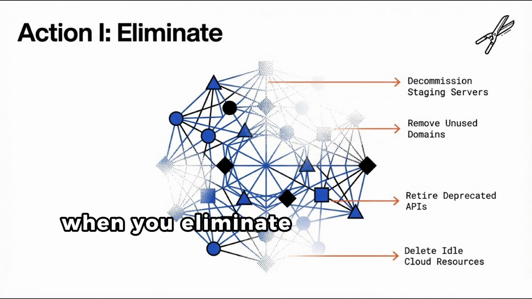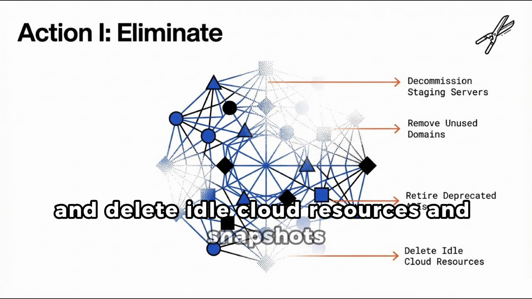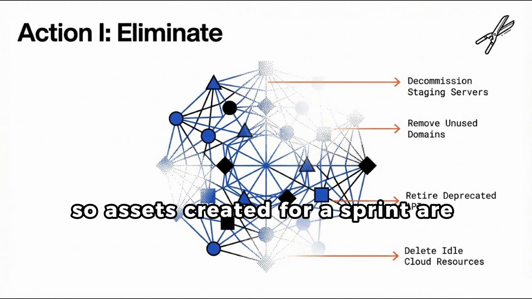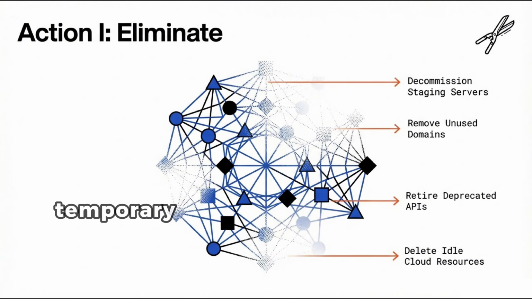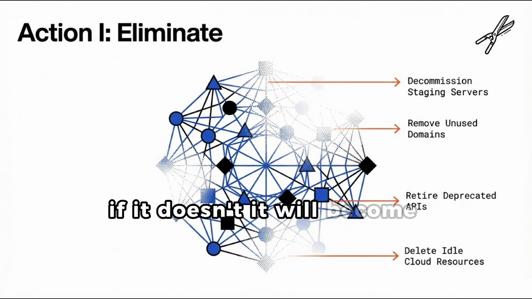When you eliminate, do the obvious. Remove forgotten staging servers, retire unused domains and APIs, and delete idle cloud resources and snapshots. Use tags and automation so assets created for a sprint are destroyed automatically. Temporary environments must have an expiry mechanism. If it doesn't, it will become permanent.